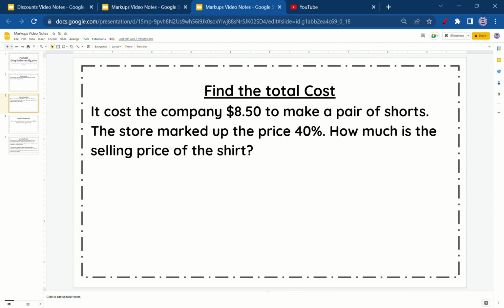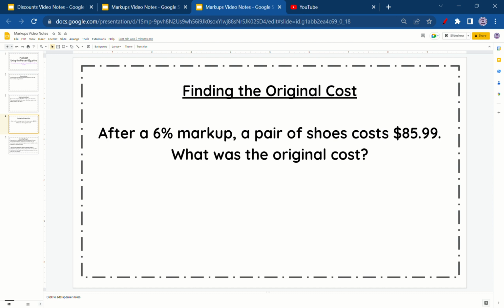And then the last type of question that you're going to see is to find the original cost. That's how much, maybe, the shirt cost before it was marked up.